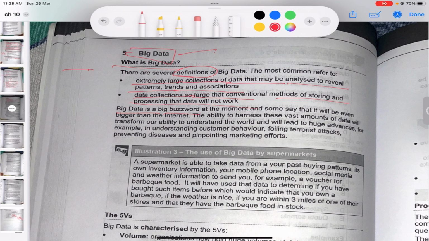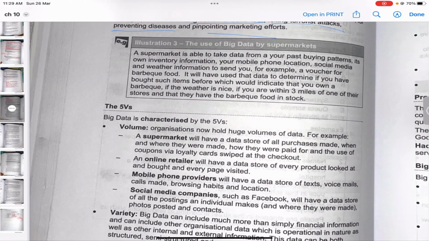Big data is a big buzzword at the moment, and some say that it will be even bigger than the internet. The ability to harness these vast amounts of data will transform our ability to understand the world and will lead to huge advances. Because of big data, we will be able to understand customer behavior better. We will be able to foil terrorist attacks. We will be able to prevent diseases and pinpoint marketing efforts.